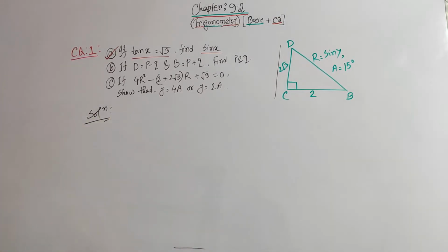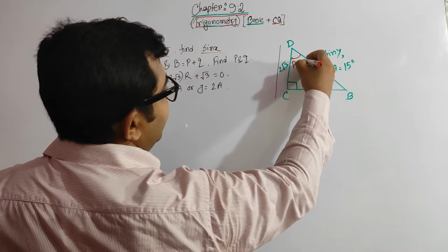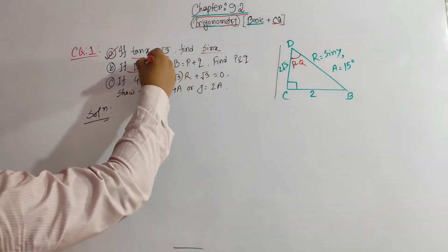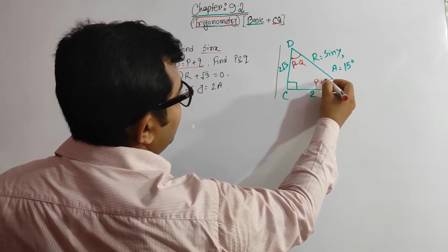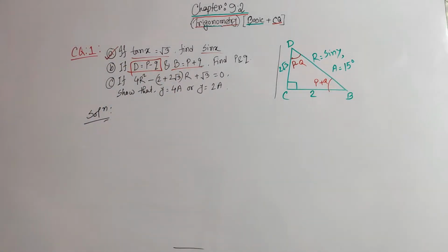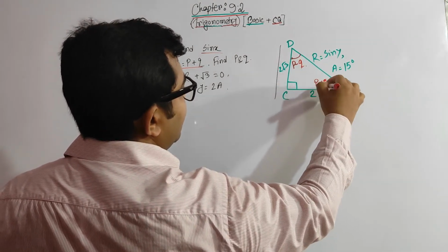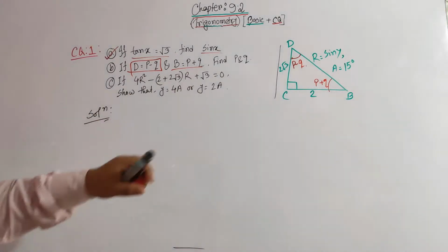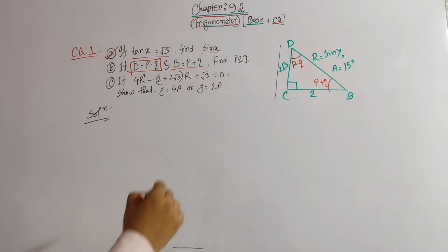Question number 2 says that if D is P minus Q, this angle is given, that is P minus Q, and the angle B is given, that is P plus Q. This is not the capital Q, it should be the smaller q. So P plus Q and P minus Q are given, that is B and D. We have just denoted them, and we have to find P and Q. This is the question. How can we solve this question?